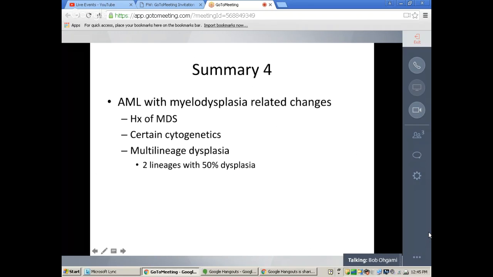So summary number 4 here. For the category AML with myelodysplasia-related changes, or acute myeloid leukemia with myelodysplasia-related changes, a history of MDS or myelodysplastic syndrome can get you into the category. There's 3 ways to get into the category. History of MDS, certain cytogenetics, such as the 5q deletion, or there are other things you can look at in the WHO table about all the different cytogenetics, or multi-lineage dysplasia, so 2 lineages with 50% dysplasia in each of those lineages.